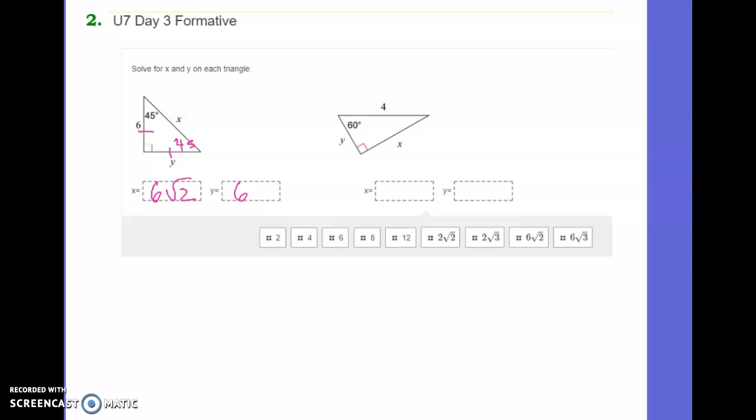Okay? The second one. So this is a 30, 60, 90 triangle. 30 degrees is here. That means the side opposite is the shortest side. So we are given the hypotenuse. To get the short side from the hypotenuse, we divide by 2. So y should be 2. And then times the square root of 3. The short side times the square root of 3 gives us the long side. So that's 2 square root of 3.